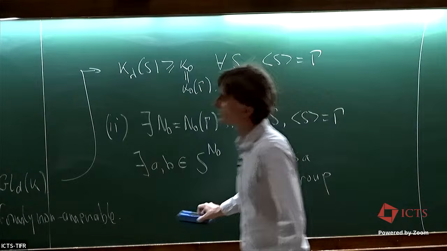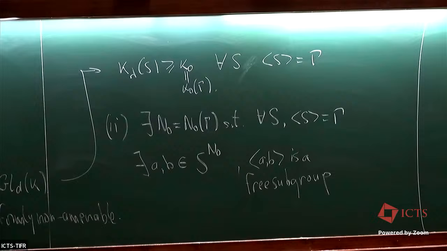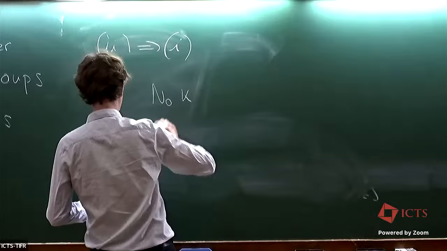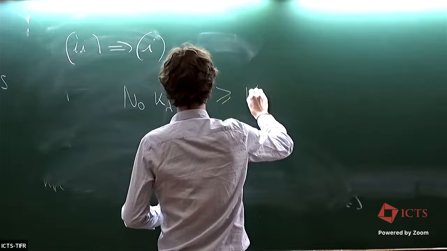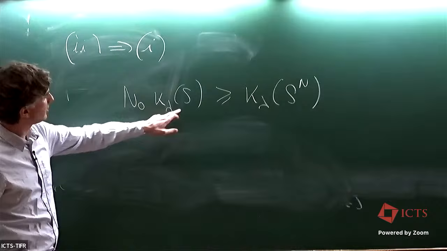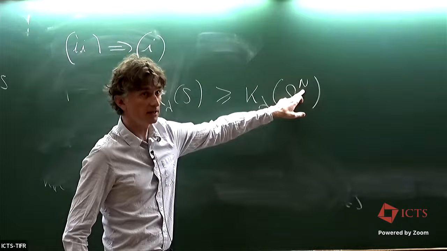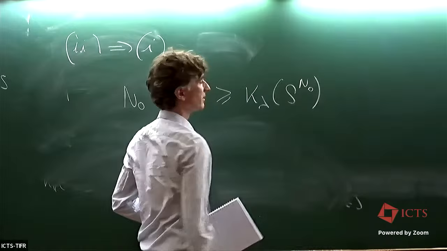Well, actually, let's go back there. Maybe I should have kept this. Okay, never mind. The point is that two implies one. This is because it's easy to see that this Kazhdan constant satisfies this inequality. If you have a vector which is not moved very much by all elements of S, then this element will not be moved very much by all elements of S to the n also, and you have a correcting factor of n naught. This just follows from the definition.